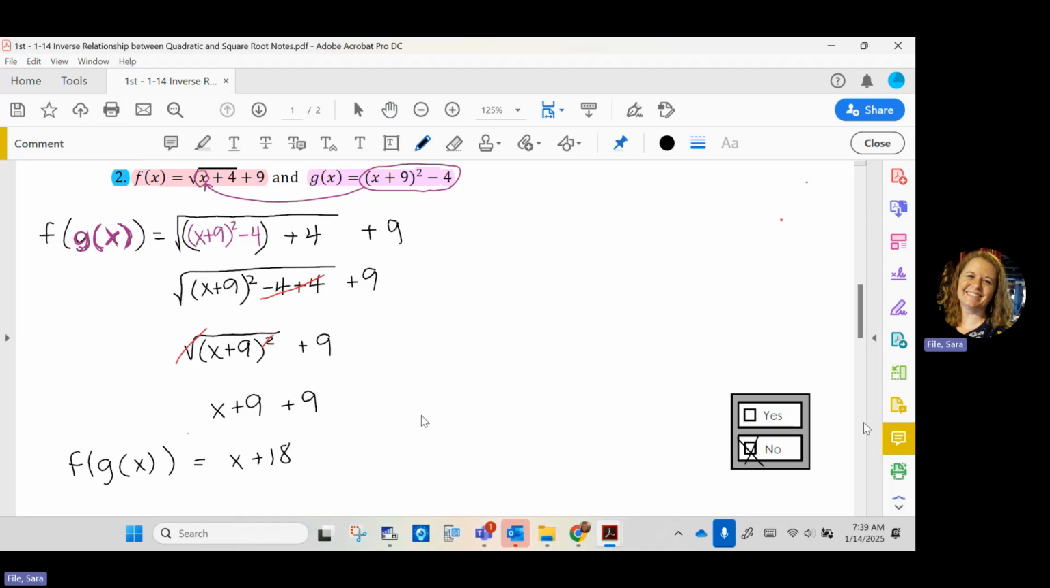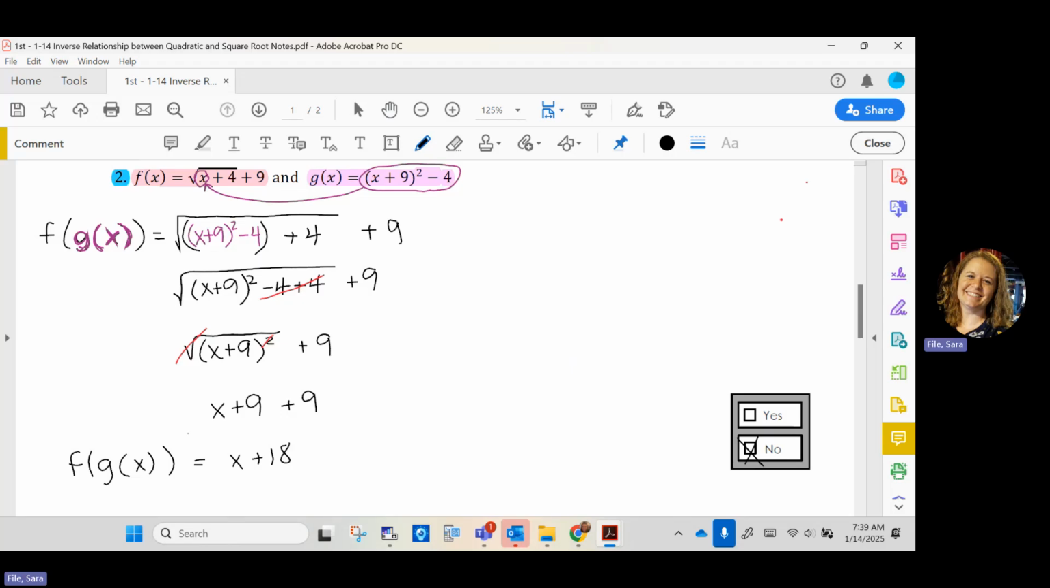I don't have to check the other way. It doesn't matter if one works and one doesn't. They both have to work for them to be inverses. That property makes sense? How to check for inverses?